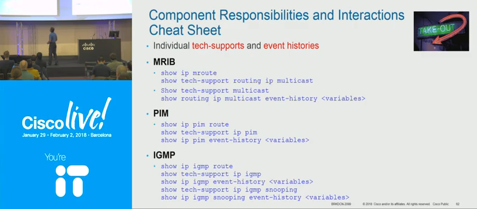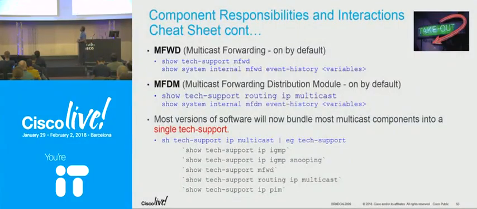These are some of the show techs and event histories, which will be very handy. This is a cheat sheet that we created, and some of our friends even use it during troubleshooting. These are on a per module basis, per component basis. For each component, we have different show techs or different event histories, which will help us understand the inter-component communication and also intra-component communication. So this is just a follow-up about different components.